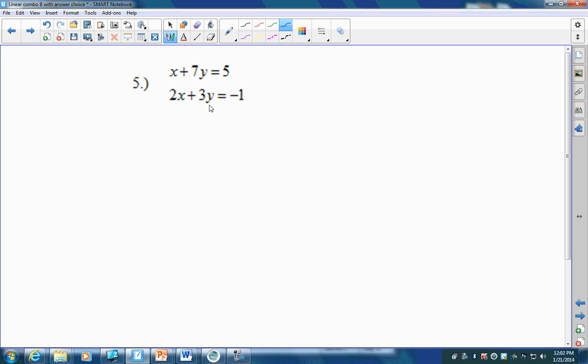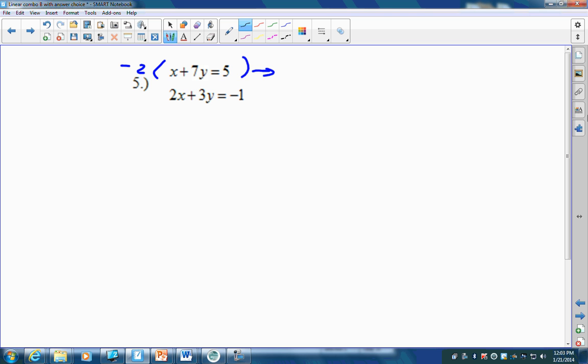If I looked at the y's, is there any whole number that I can take times 3 to get 7? 3 doesn't go into 7. But in the x's, what number needs to be right here to make the x's go away? It needs to be a negative 2, right? Because both of them are positive. So I'm going to multiply the top equation by negative 2. You're trying to multiply by a number to make one of the letters make 0.